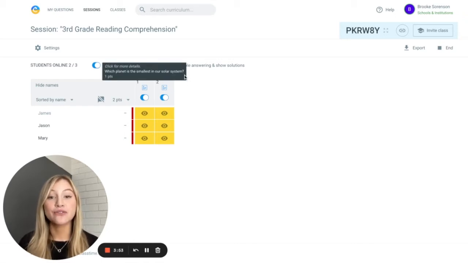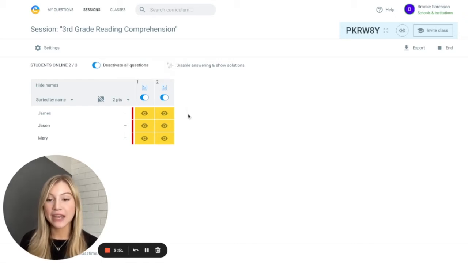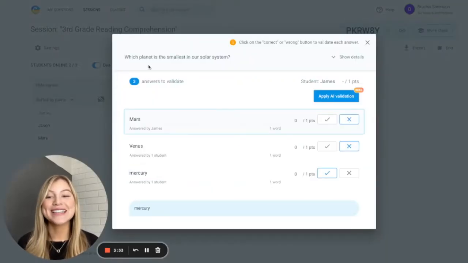Here I have a few free text questions that my students have answered, and I'll go into the question details here. So this question is, which planet is the smallest in our solar system? And here in the question details, I'll see that the AI validator is correctly suggesting that Mars and Venus are wrong answers, and Mercury is the correct answer. You can see that also in the solution explanation below. Now I'll be able to apply those suggestions by clicking Apply AI Validation.